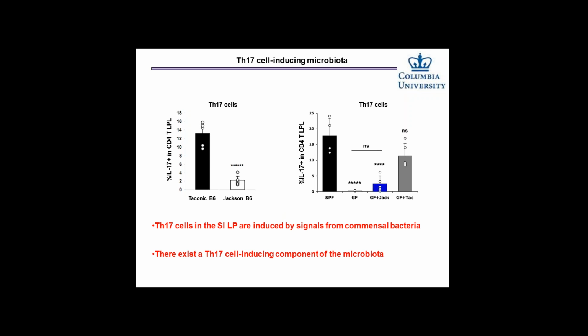And so from these experiments, we can show two things. One is that Th17 cells at steady state in the small intestinal lamina propria are induced by signals from commensal bacteria, and the second one is that there must be a Th17 cell inducing component of the microbiota that is, by simplest explanation, a bacteria that's present in Taconic B6 mice, but is absent in Jackson B6 mice, at least in the ones that we examined at the time.